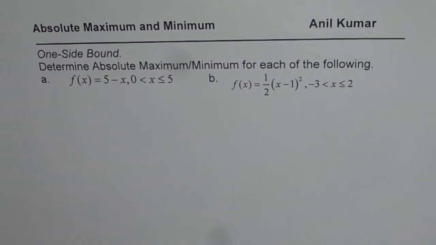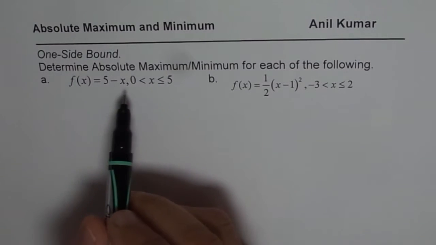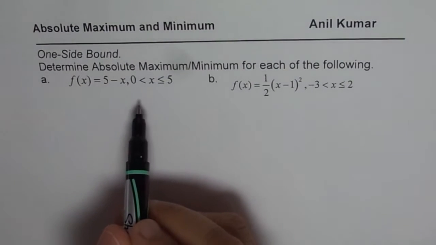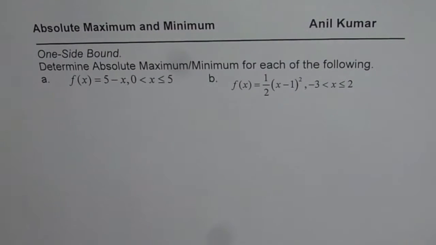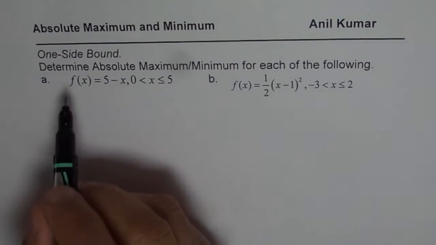You notice that. So in these functions it is not necessary that you will get both absolute maximum and minimum. If you have restrictions on both sides, then it is a must to have both extreme values, right? So this is kind of important to understand. So you could expect only one of those values. Now let's start answering the questions.